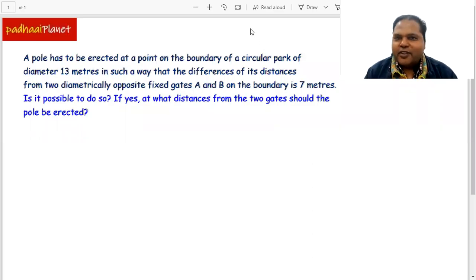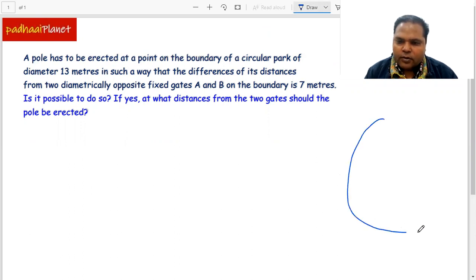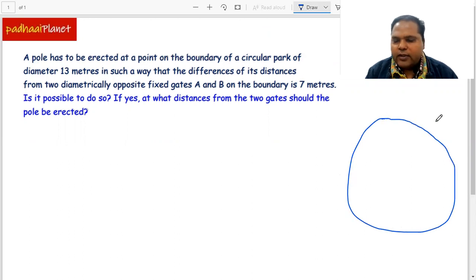So we have got a question again from quadratic equation. And the question says a pole has to be erected at a point on the boundary of a circular park. Right? So they are talking about a circular park. And let's have this circular park first of all. So suppose this is our park. And it says that the pole needs to be erected at the boundary of this circular park. So suppose this is the point where the pole needs to be erected, right?